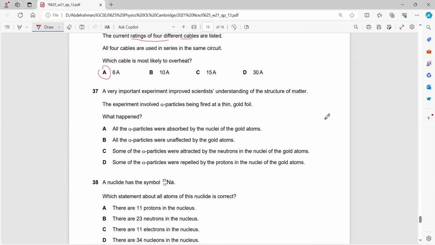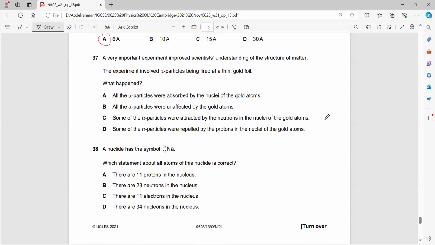37. A very important experiment improved scientists' understanding of the structure of matter. The experiment involved alpha particles being fired at thin gold foil. What happened? All of the alpha particles were absorbed? Nope, this is wrong. All of the alpha particles were unaffected? Again, wrong. Some of the alpha particles were attracted by the neutrons? Cannot be. Some of the alpha particles were repelled by the protons.